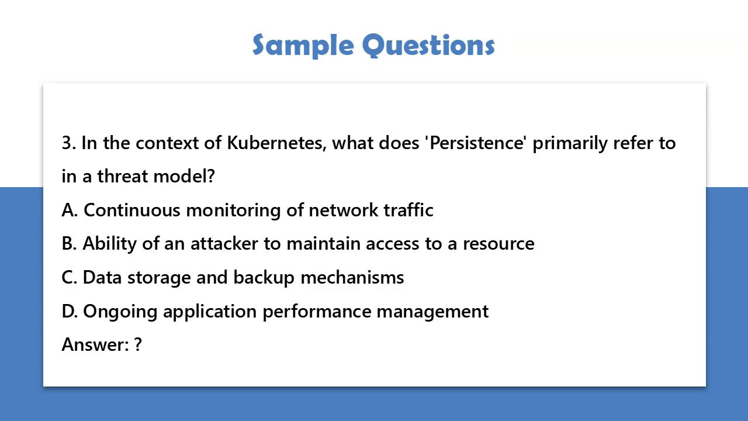3. In the context of Kubernetes, what does persistence primarily refer to in a threat model? A. Continuous monitoring of network traffic. B. Ability of an attacker to maintain access to a resource. C. Data storage and backup mechanisms. D. Ongoing application performance management.